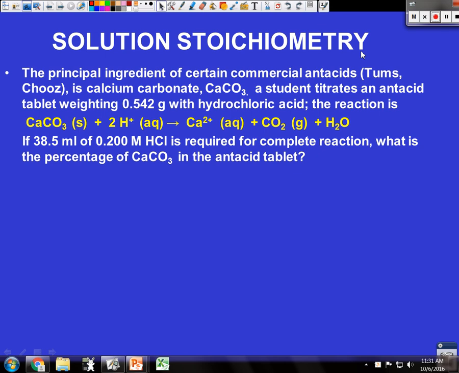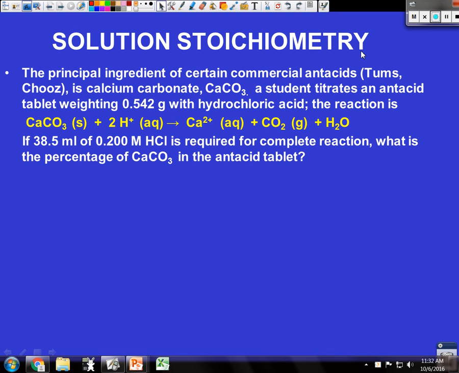Okay, all right. So again, you've already told me, and Dustin, you said a metallic oxide. Well, here's your metal. The oxygen must have been what? A spectator. So it disappeared. Carbon dioxide, and you got water. So if 38.5 grams of 0.2 molar hydrochloric acid is required for the complete reaction, what is the percent of calcium carbonate in the antacid tablet?